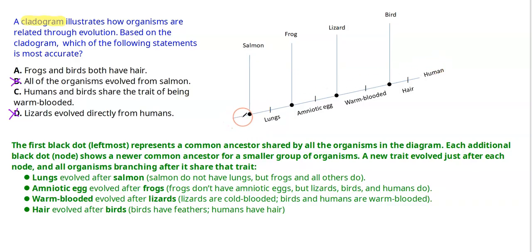Now as I move along here, and I'll get to this little dash in a second, I'm going to move along and just look at the black dots for now. Here's another black dot. This is a more recent common ancestor that's shared just by the frog, the lizard, the bird, and the human. And here's a more recent common ancestor, shared by the lizard, the bird, and the human. And based on this cladogram, the most recent common ancestor is represented by this black dot, which is shared only by the bird and the human.